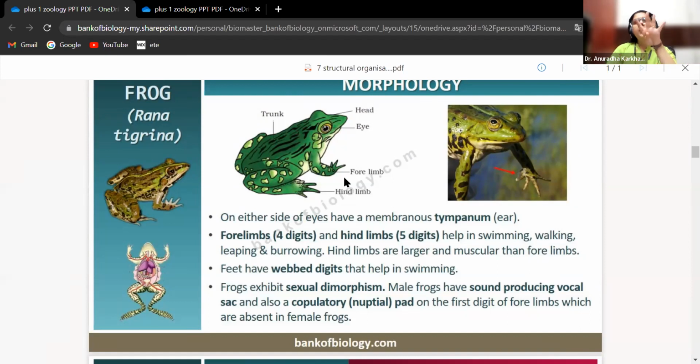ओके, तो ये जो है ये फोरलिम्ब है. फोरलिम्ब में उसके पास 4 डिजिट्स होते हैं. 4 डिजिट के फर्स्ट डिजिट के बेस पे देयर इज गोइंग टू बी अ कॉपुलेटरी पैड जिसको हम नप्चुअल पैड कहते हैं. ये याद रखना है. ये important point है. This is only present in males. I'll tell you the function. आगे आएगा. Reproduction phase में उसका function आएगा. Okay.